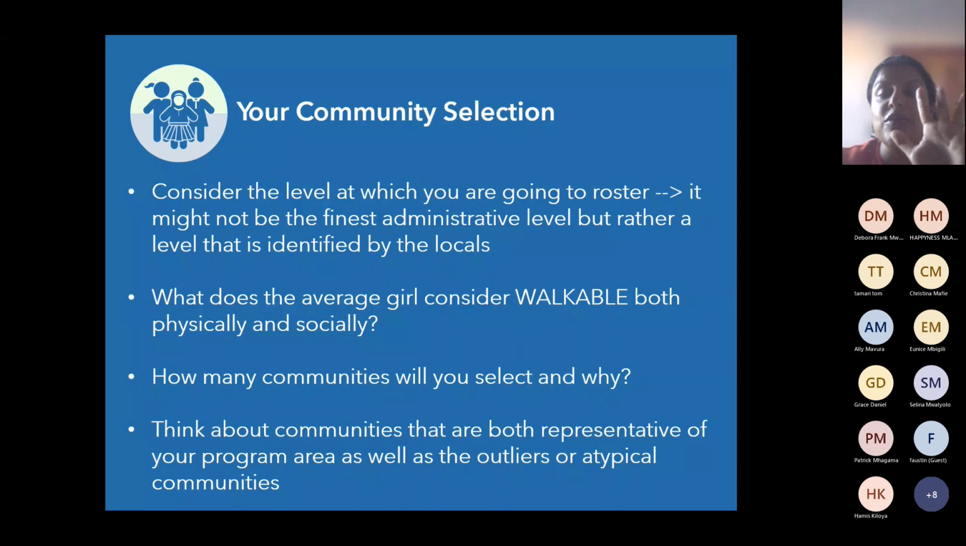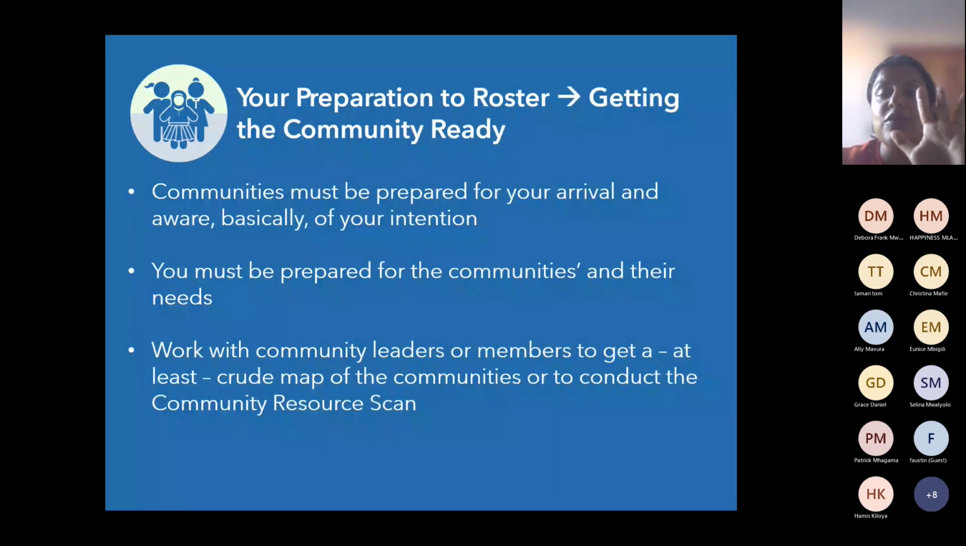Okay. Your preparation to roster, getting the community ready. And I think you guys know this already, so I'm not going to spend a lot of time on this. But obviously, wherever you're planning to do this, they must be prepared for your arrival and basically aware of what your intention is. You must be prepared for the community and their needs. So that goes back to my point about how they might ask you other questions or express other concerns. And you have to work with the community members and leaders.